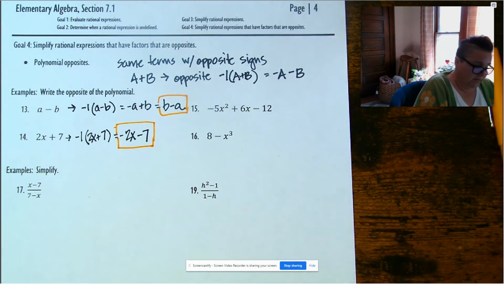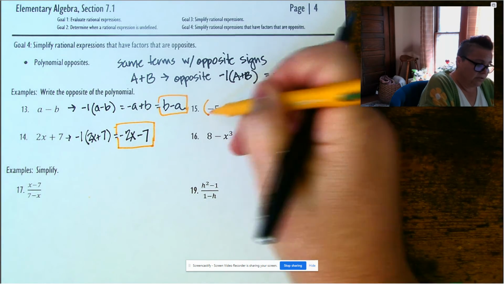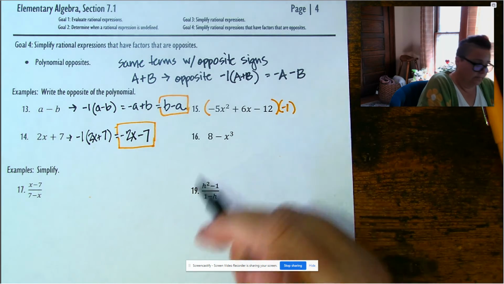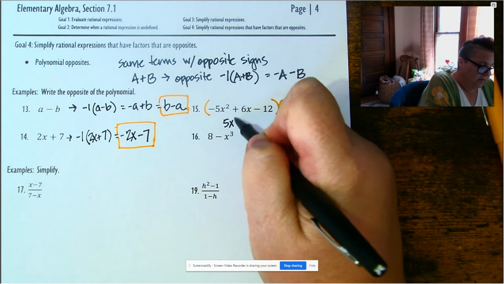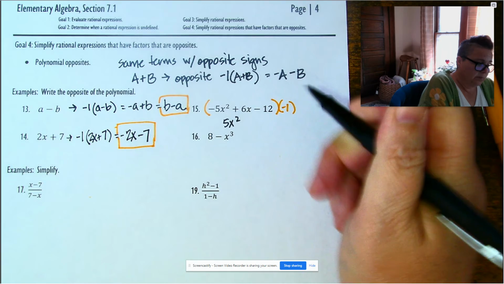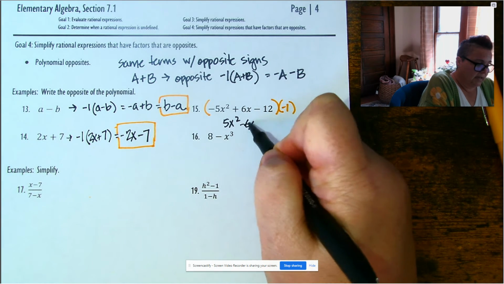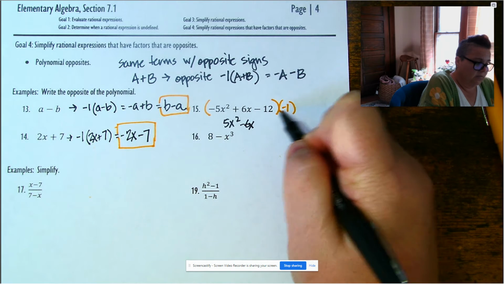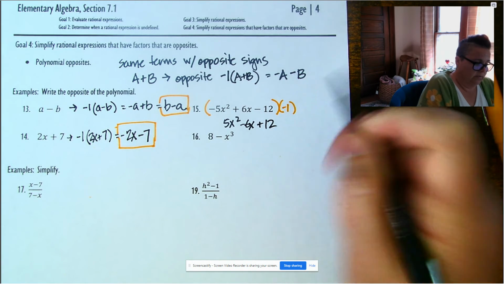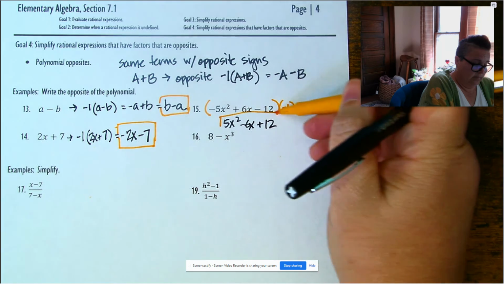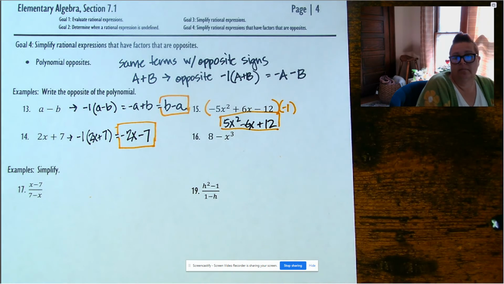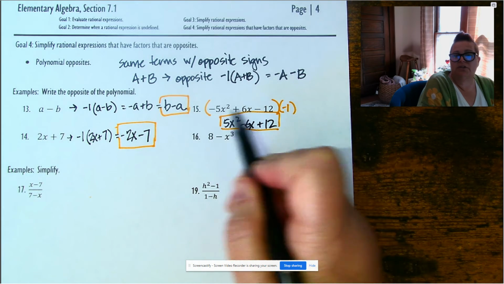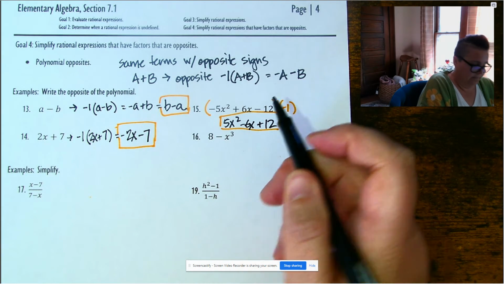If we're doing number 15, to get the opposite, we're just going to take all of this and multiply it by a negative 1. That's going to give me a 5x squared. Negative times negative is positive. Minus 6x. Negative times positive is negative. And then a negative 1 times a negative 12 is a plus 12. Notice that all of the signs are the opposite, even though the terms are essentially the same.